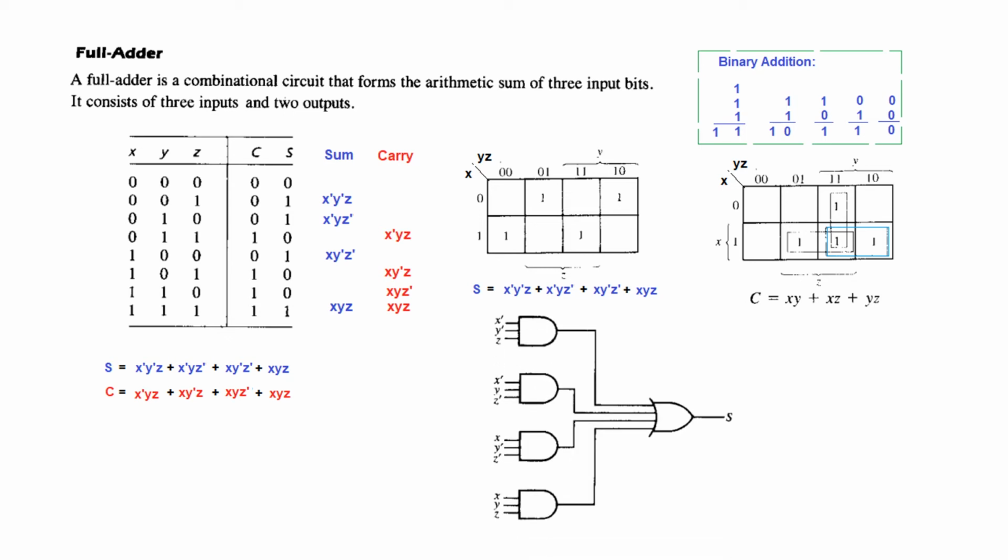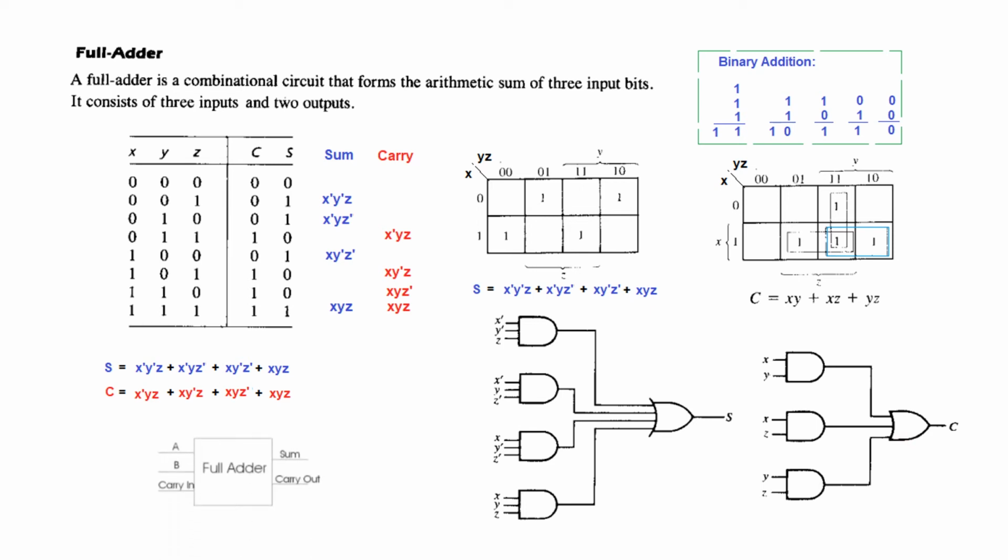And now for the sum function, 3 variables, 3 variables, 3 variables. So we have 3 AND gates with all these variables written here, and then they are ORed with a 4 input OR gate. So this is the sum function, and same way we can implement the carry function with 2 AND gates, 2 variable AND gates, and they are ORed with a 3 input OR gate. So this is the implementation of full adder.